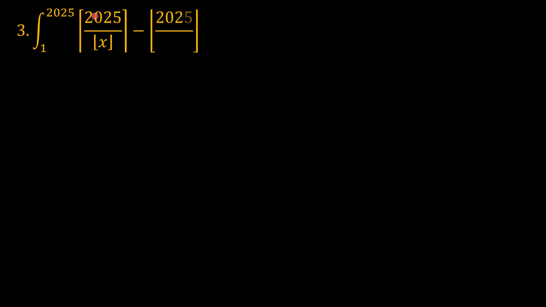On to problem number 3, the definite integral from x equals 1 to x equals 2025 of the ceiling of 2025 over the floor of x minus the floor of 2025 over the ceiling of x. So let's begin by defining what a floor and a ceiling is.